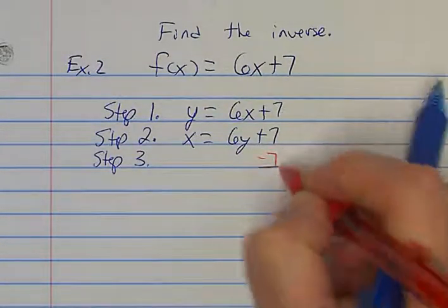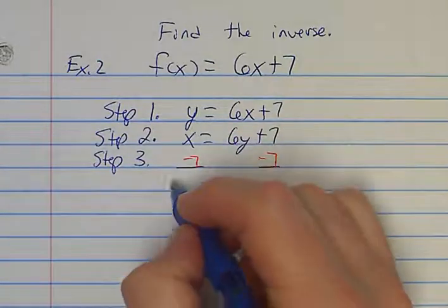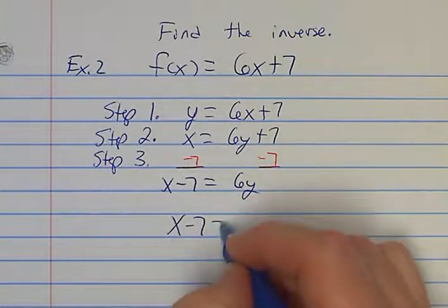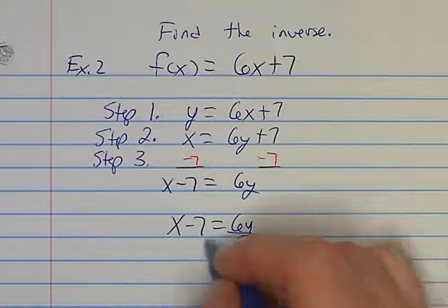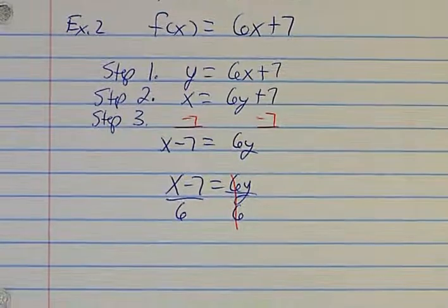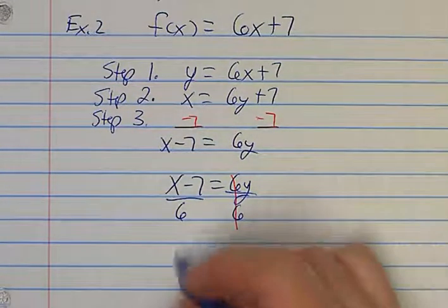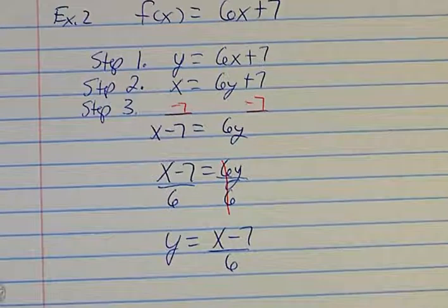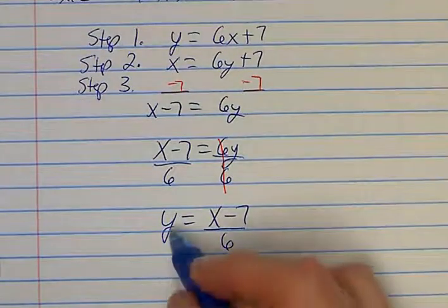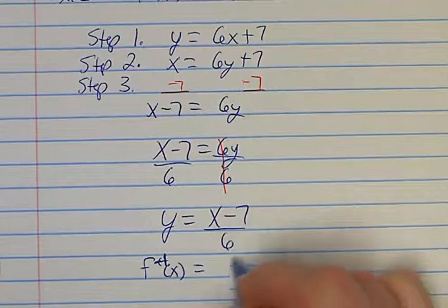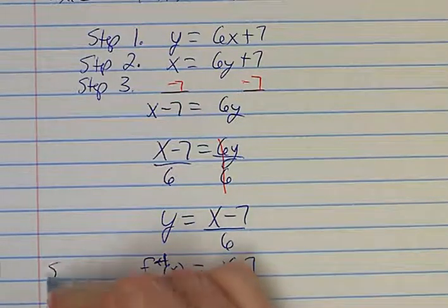So you're going to subtract the 7. And then for this part, you're going to divide by 6, so that you can cancel out those 6s. So you're left with, and we'll put the y first, x minus 7 over 6. And you technically found the inverse, but the last thing for notation-wise that they want you to do is take out this y and replace it with f negative 1 of x. And that's the last step you have to do.